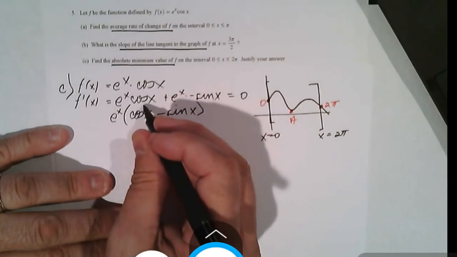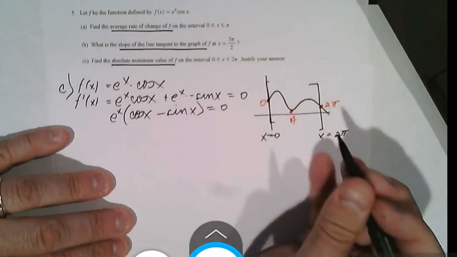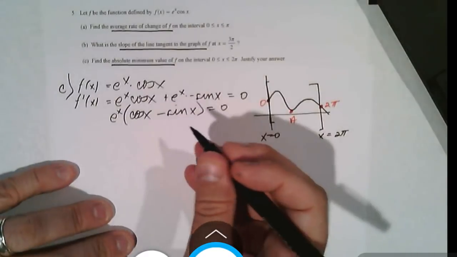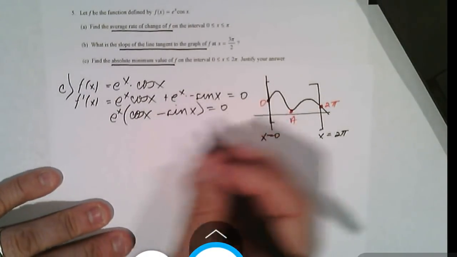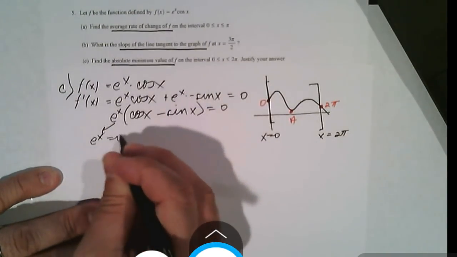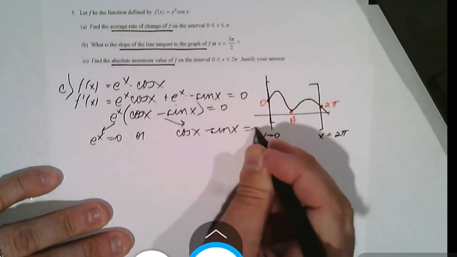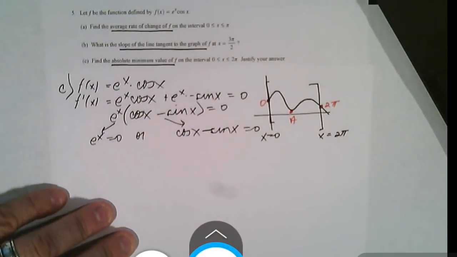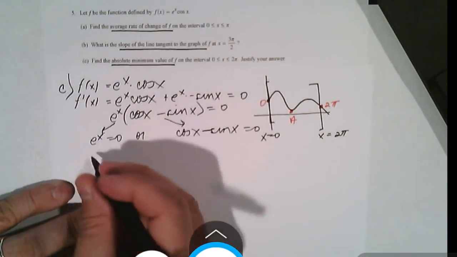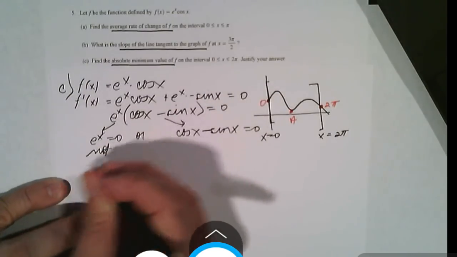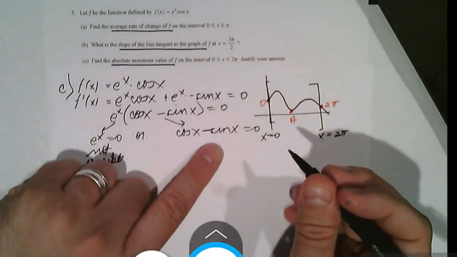If I factor out the e to the x, I'm left with cosine of x plus negative sine of x, so minus sine of x, equals 0. I have a product, e to the x times cosine of x minus sine of x equals 0. That means e to the x equals 0, or cosine of x minus sine of x equals 0. e to any power will never be equal to 0. So this one over here is not possible. It does not contribute a solution.